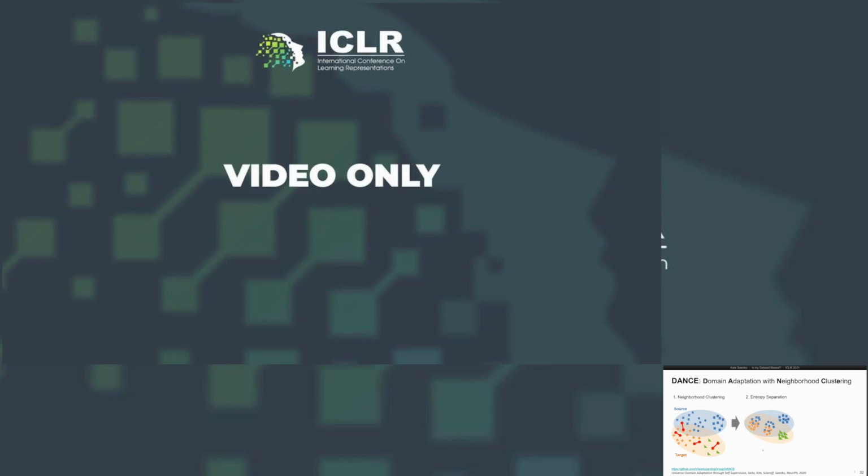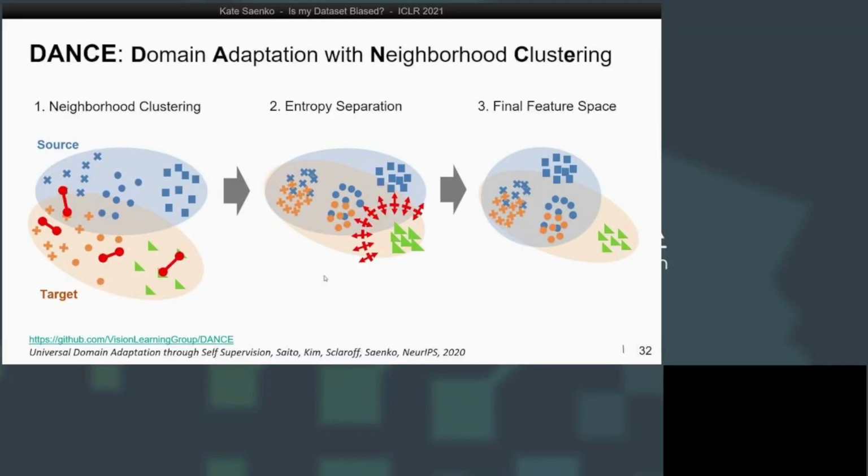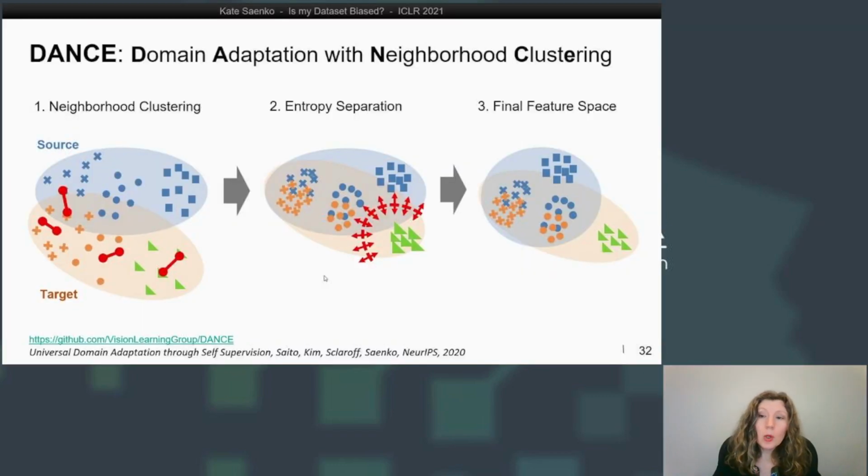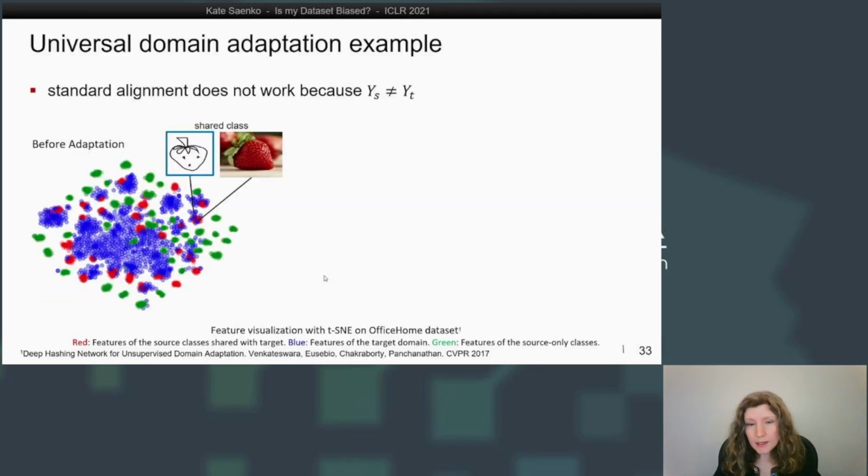So once we've optimized this loss on the target points, then we also want to push the unknown novel categories in the target further away from the source distribution. And we do this with an entropy separation loss. So this is similar to open set classification. And then finally, the hope is that we end up with a feature space where the shared categories are aligned between the two domains. But we also learn to reject unknown categories in the target domain as kind of novel classes, unknown classes.